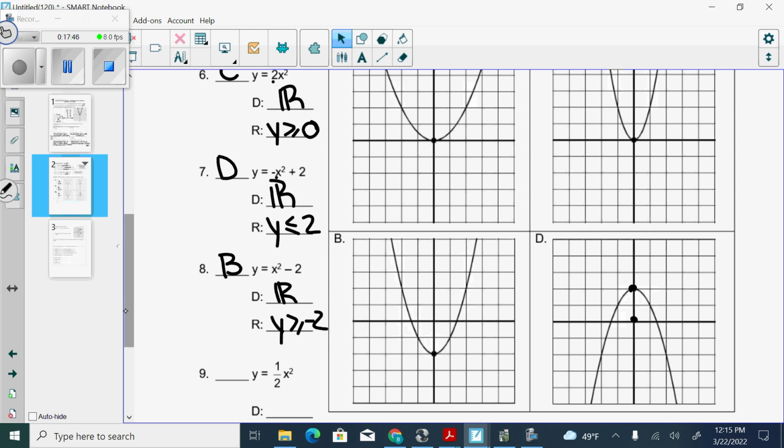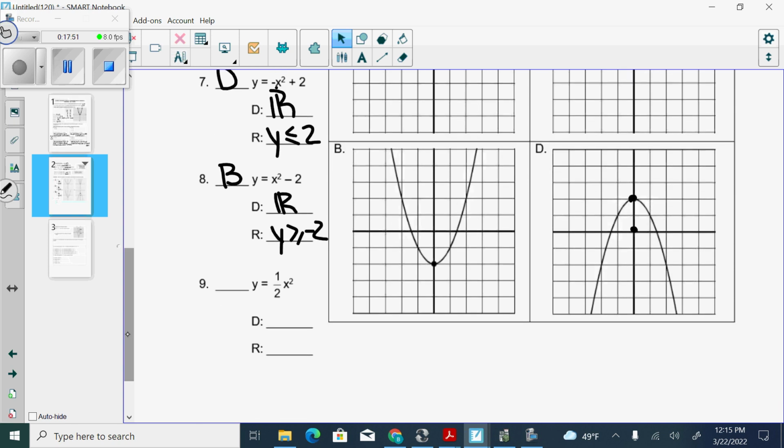Nice. Negative 2 or bigger. All right, so what does that mean? Number 9 is going to have to be A, right? Which makes sense because what should 1/2 do to the picture? Right, make it wider or compress, and that one is wider. Okay, and what's my range for A?